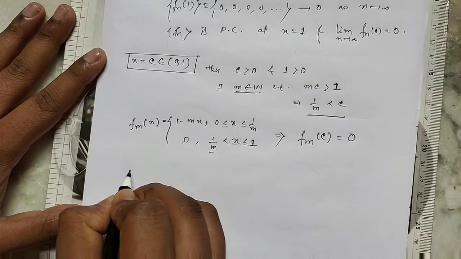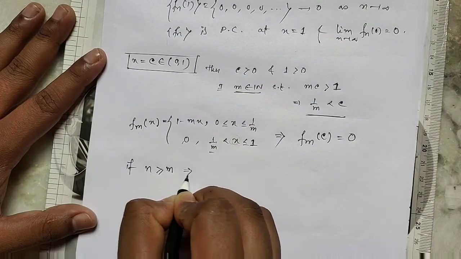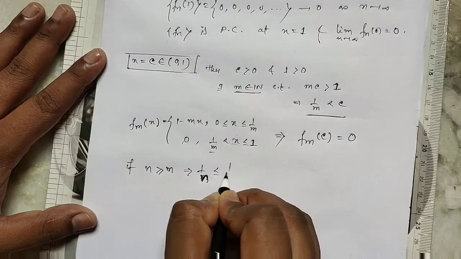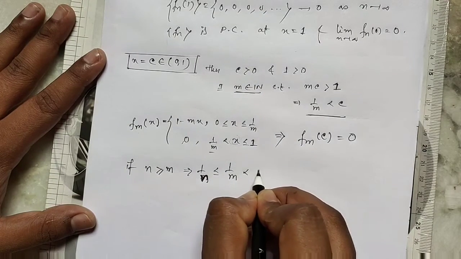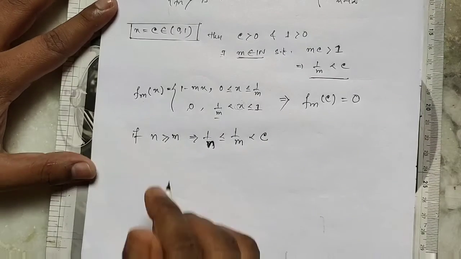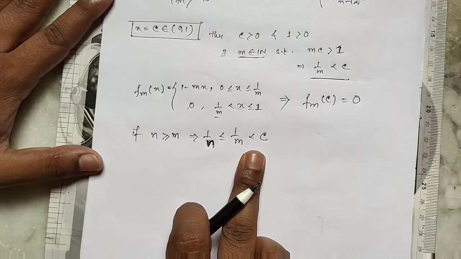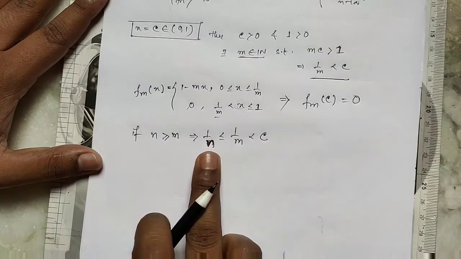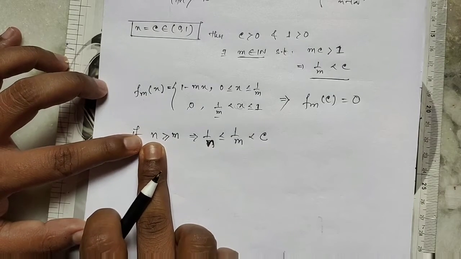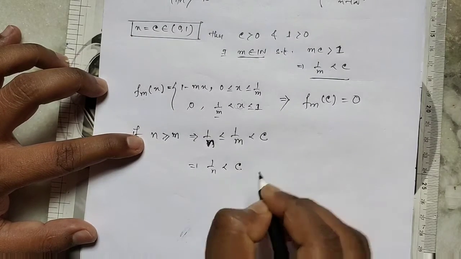Now if n is greater than or equal to m, this implies 1/n is less than or equal to 1/m, which is less than c. So for those n which are greater than or equal to m, 1/n is less than c.